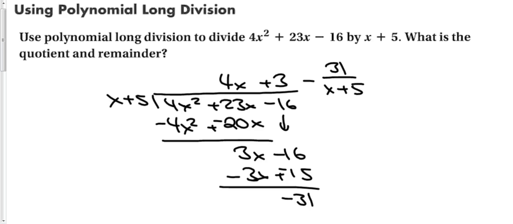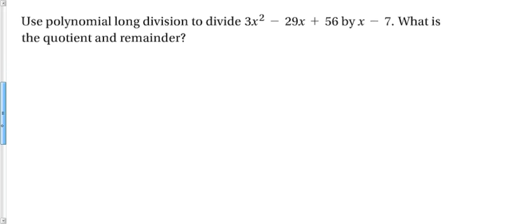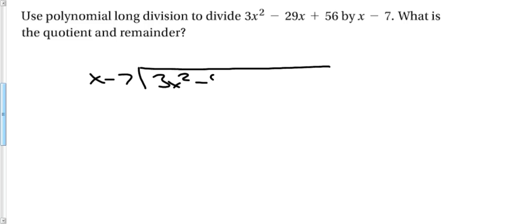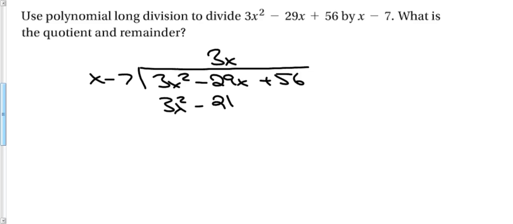Okay. Let's look at one more. Same thing. Okay, so we're going to use polynomial long division to divide 3x squared minus 29x plus 56 by x minus 7. And then I use 3x squared minus 29x plus 56. And divide first. Divide x by 3x squared. What do we get? We get 3x. 3x times x gives me my 3x squared. 3x times minus 7 gives me my negative 21x.